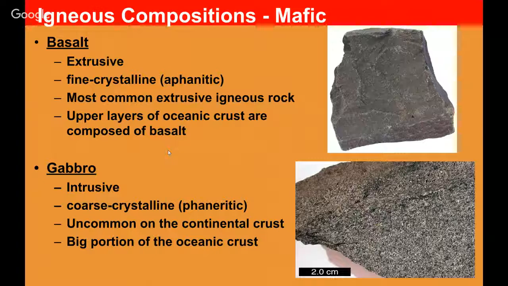Here's some basalt. I mentioned that earlier. Very, very common extrusive igneous rock. The upper layers of our oceanic crust. And then gabbro, the intrusive variation of that. So it just has larger, more visible crystals.